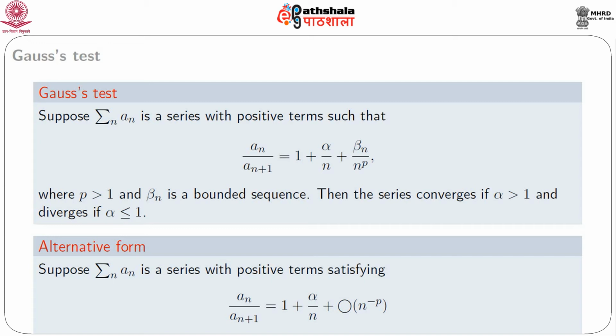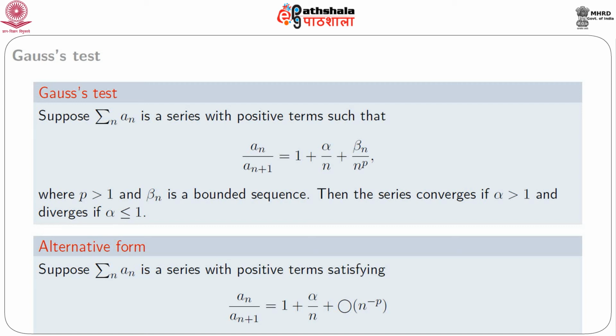Now, after introducing big O and small o notations, it is natural to consider an example in the field of series and sequence. So, we shall discuss Gauss's test using big O notation. Suppose we have a series with nth term an, positive, such that an by an plus 1 equals 1 plus alpha by n plus beta n divided by n to the power p, where p is greater than 1 and beta n is a bounded sequence. Then the series converges if alpha greater than 1 and diverges if alpha less than or equal to 1.